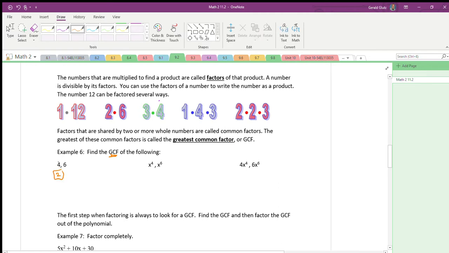And 2 and 2 go into 4. Those are the only numbers besides 1 and 4. 2 and 3 go into 6, but 3 does not go into 4. So the biggest factor would be 2.